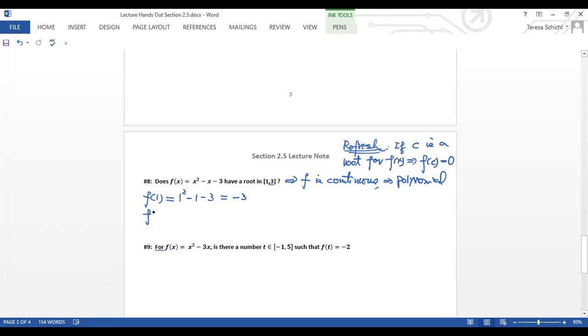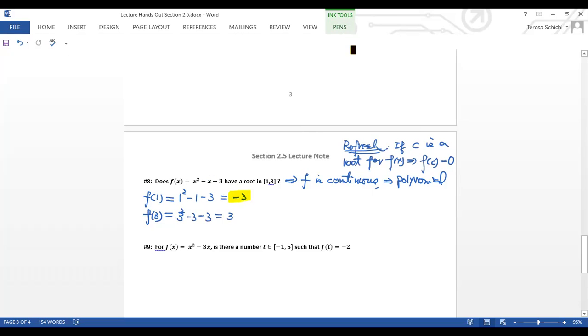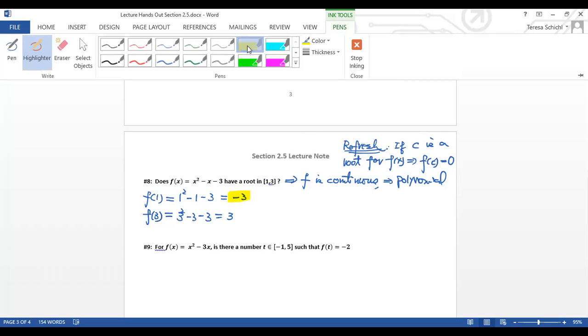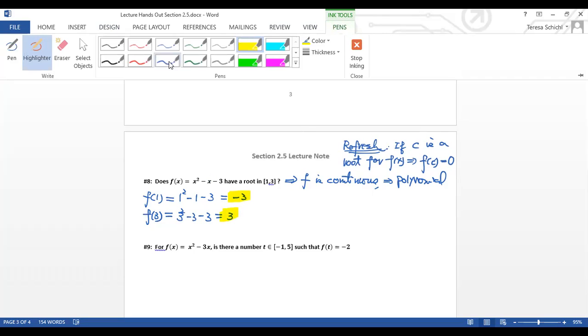Then I put f of 3 in here. So what is in here? This is 3 squared minus 3 minus 3. What is here? It's 3. So look here, I have a negative, and I also have a positive. What does that mean?